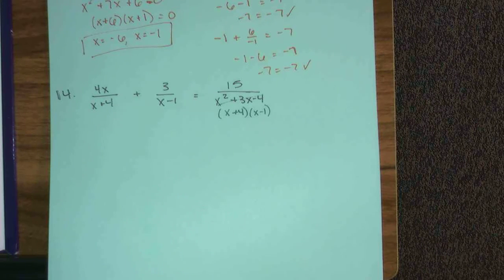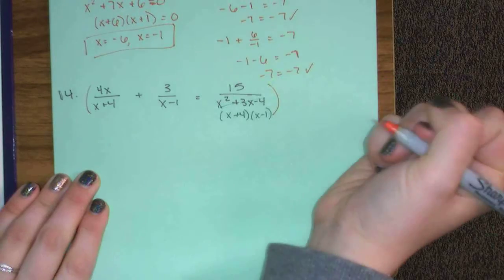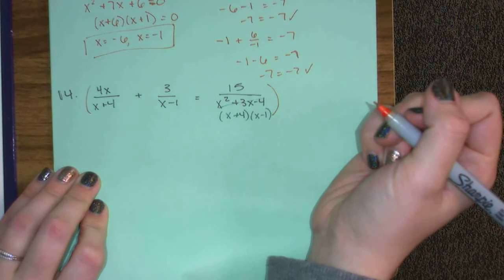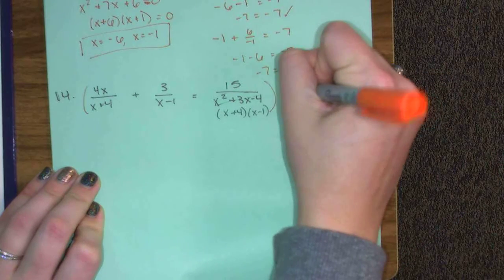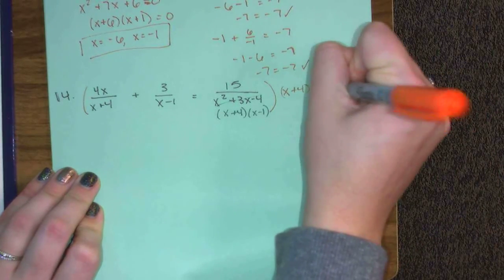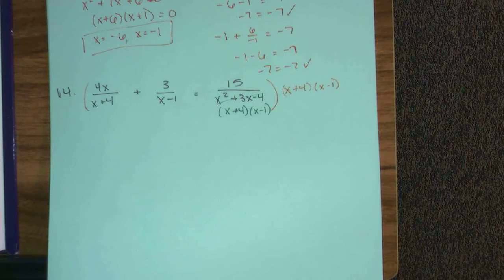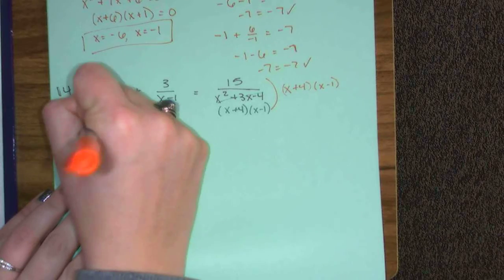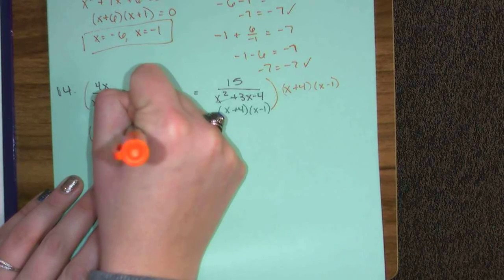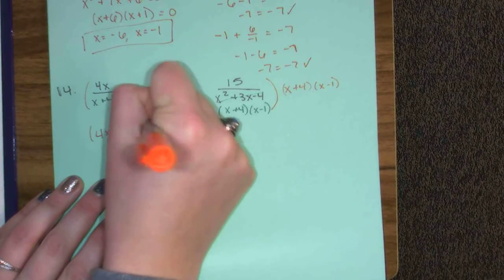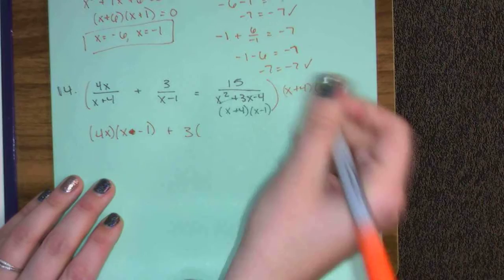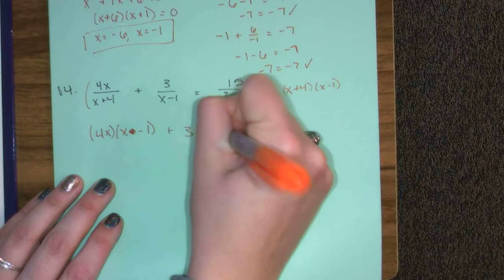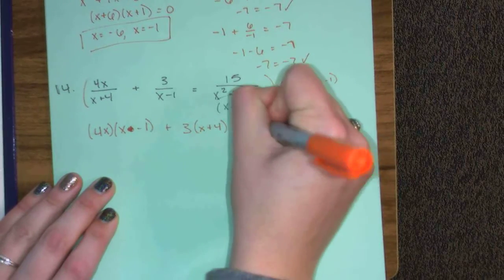Okay, yeah. So basically, just so we see what's technically going on here, we're officially multiplying this whole thing by x plus 4 times x minus 1, because that would give us a common denominator, or it would cancel everything out that we're going to have. So yes, 4x is going to be multiplied by x minus 1, and then plus 3 times x plus 4. And then this stuff cancels, leaving me with 15.